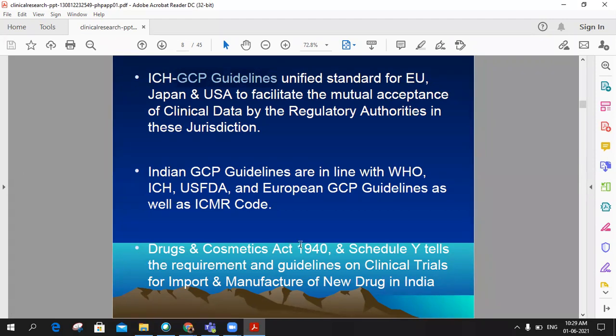And then there are some other acts, the Drugs and Cosmetics Act 1940 and Schedule Y. Schedule Y is a document which tells what kinds of applications need to be submitted to the government at each phase. Application 122, 122A, 122B, it talks about a lot of applications, like yesterday I was giving you an example of submitting your passport. You will go to passportseva.com and from there you identify which appropriate application you need to submit. So this Schedule Y will help the sponsors identify applications and submit them to the government agencies for their drug. Schedule Y is basically the requirements and guidelines on clinical trials for import and manufacture of new drugs.